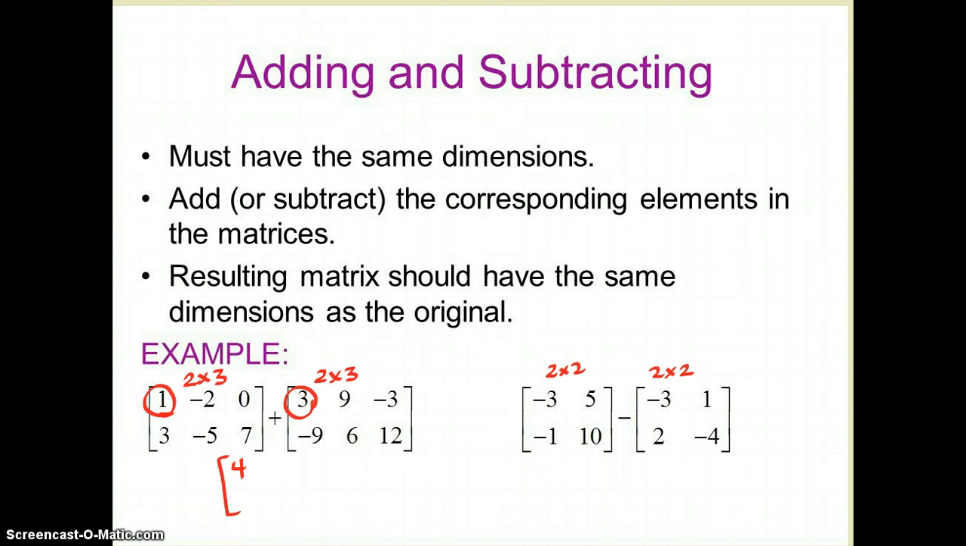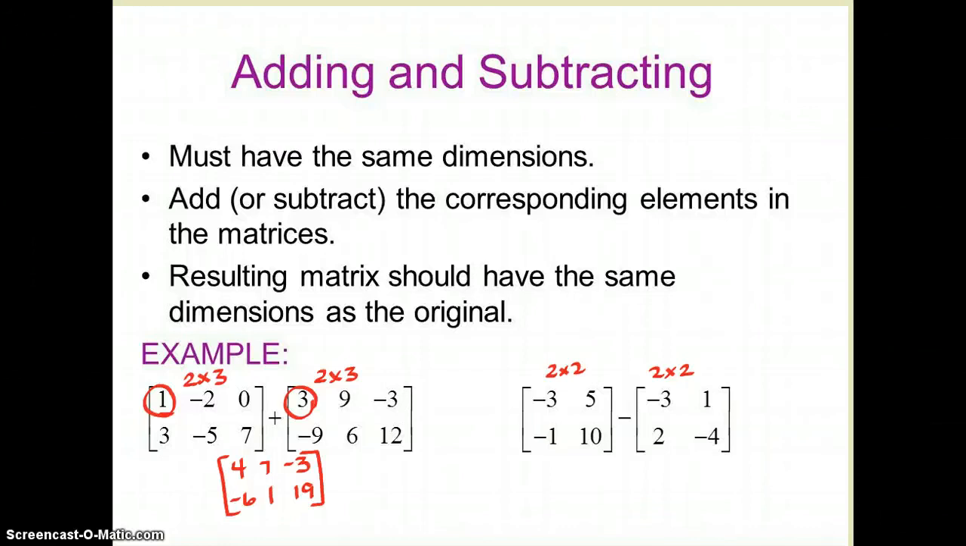So if I finish up the first row, column 2, negative 2 plus 9 is going to give me 7. 0 plus negative 3 is going to give me negative 3. Move down to the second row. 3 plus negative 9 is negative 6. Negative 5 and 6 is going to give me 1. And 7 and 12 will give me 19. So the sum of those two matrices results in the matrix that has 4, 7, negative 3, negative 6, 1, and 19 as its elements.